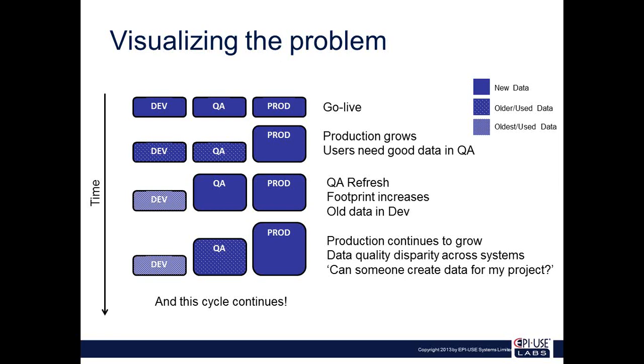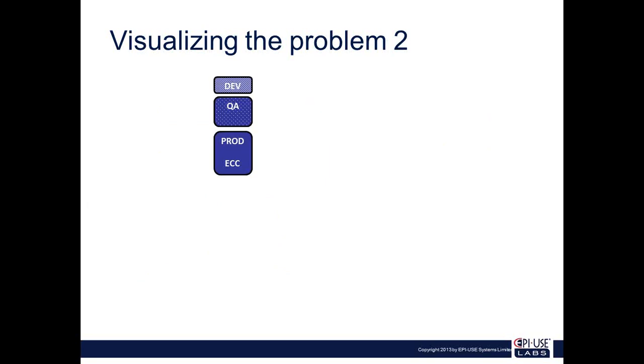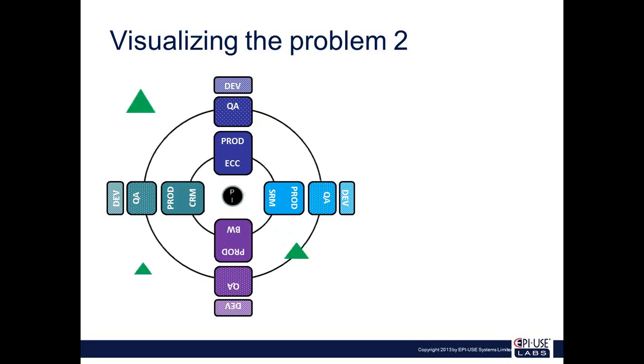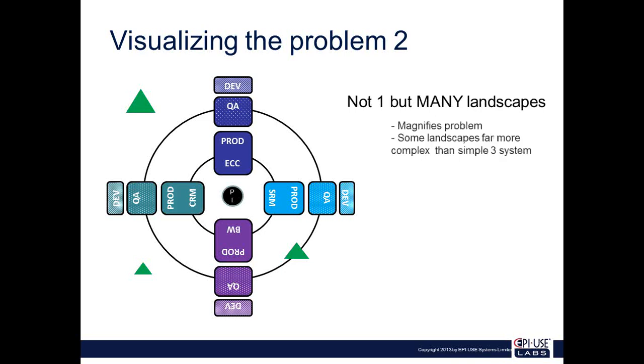Now, if this wasn't enough, this is your ECC stack, right? Your enterprise system, your core SAP system. Most customers don't have just ECC. They have CRM, they have SRM, they might have BW, and on top of that, they might have PI for integration, and non-SAP systems as well. And of course, these systems are also integrated. So what this leads to is that you don't have just one landscape, you have many landscapes to deal with. Okay? This magnifies the problem of the footprint significantly and also of the data.